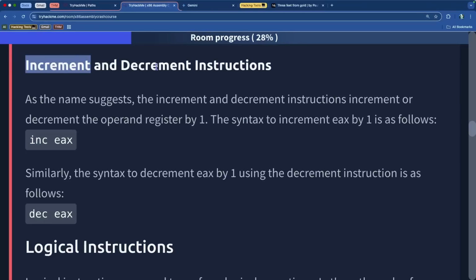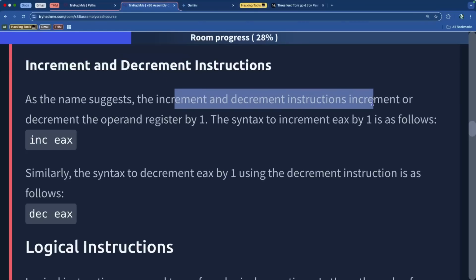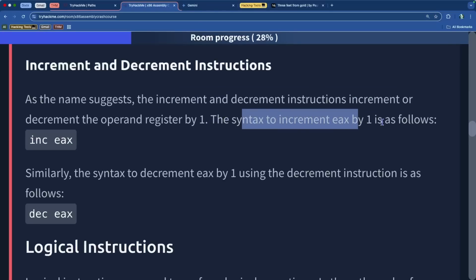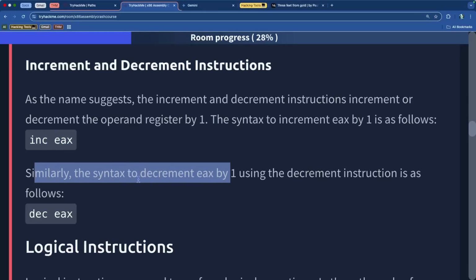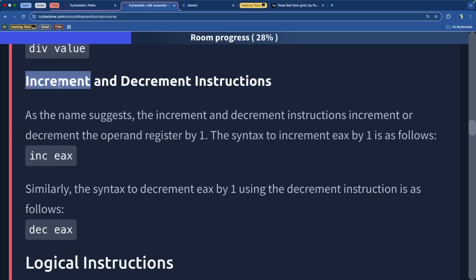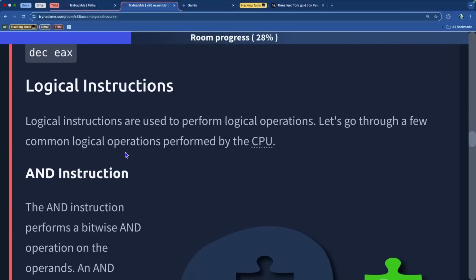Then we have increment and decrement instructions. As the name suggests, the increment and decrement instructions increment or decrement the operand by 1. The syntax to increment EAX by 1 would be inc EAX, and similarly the syntax to decrement would be dec EAX. You can also think about it as increase or decrease, but for full understanding, it is to increment by 1 or decrement by 1. That's basically what this is going to be doing.